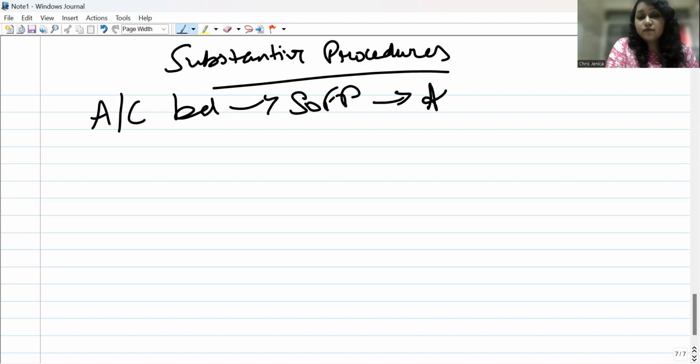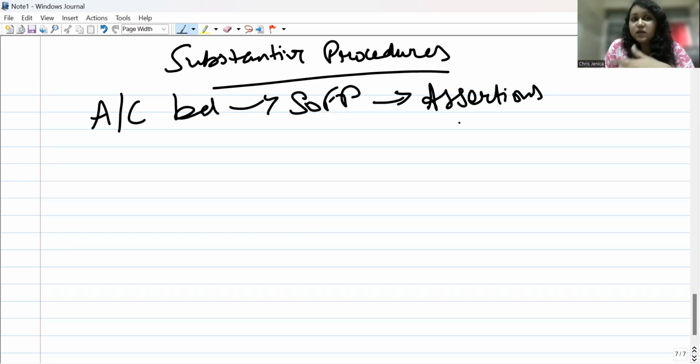Now, remember the assertions. For SOFP, what are the assertions that I have to think of? Basically, the assertions for account balances would be existence, rights and obligations, accuracy, valuation and allocation, completeness, classification and presentation, right? So these are the assertions based on which I can carry out my substantive procedures. Now, this is the first point to help you address this question. So now I have found out my assertions. Now I'm starting with my answer.